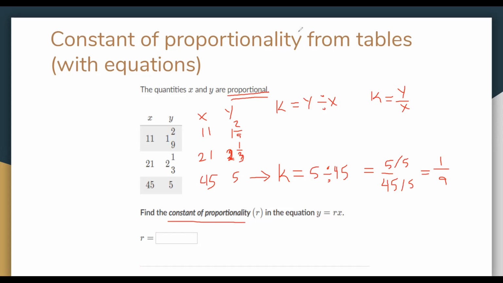But there's some of you that will still need to, and we all need to ensure that we can find the constant of proportionality with mixed numbers or improper fractions. So how do you do that? Same thing. Let's say I take this first one. So k is going to be the y value, which is 1 and 2/9, divided by 11. And if I keep going from left to right, then I'm going to change the 1 and 2/9 into an improper fraction. So 1 times 9 is 9, 9 plus 2 is 11. So this is 11 over 9 divided by 11.